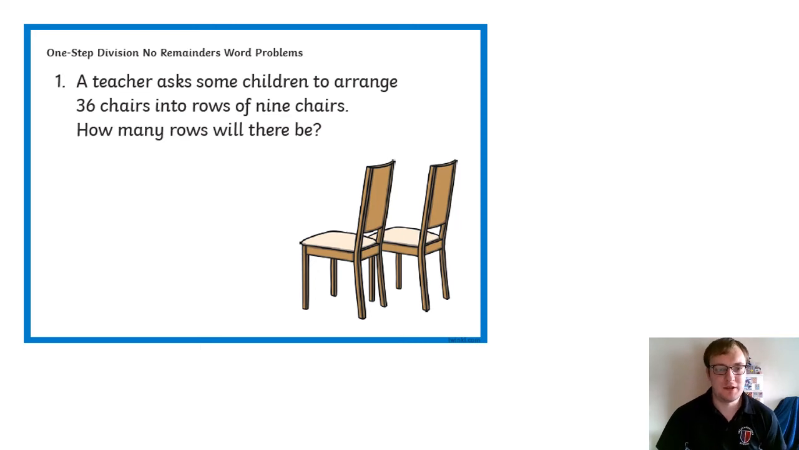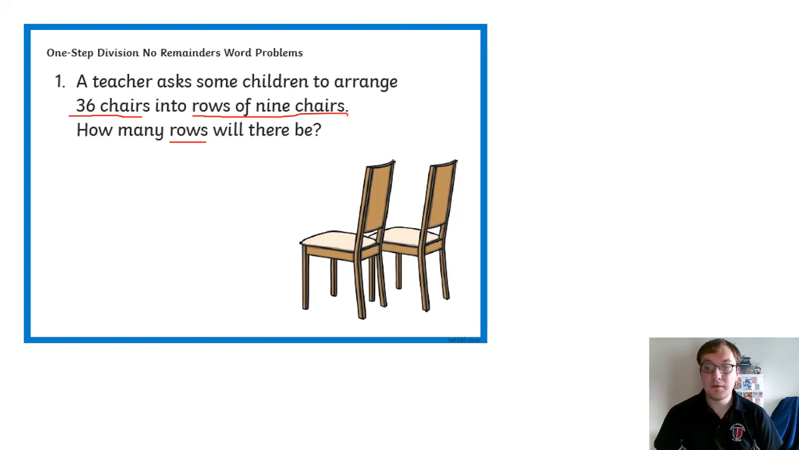And for your next question, teacher asked some children to arrange 36 chairs into rows of 9 chairs. How many rows will there be? This one for you to have a go at home first, and I'll explain how to get to the answer. So remember, find that key information, separate it out, find those key numbers, and it will help you work out the question. First of all, I'm going to find all my key information and key numbers. So first we've got our 36 chairs into rows of 9 chairs, and working out how many rows there will be.